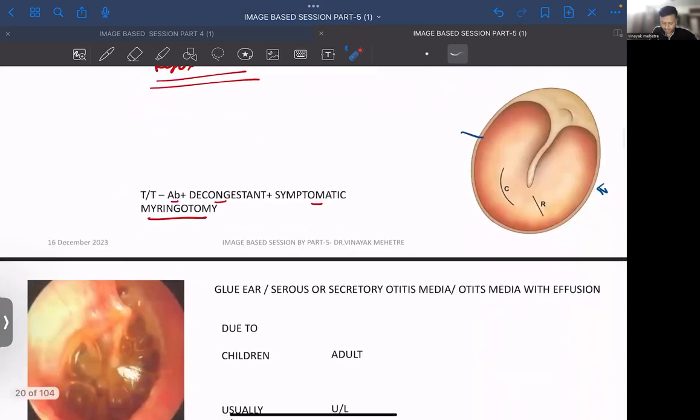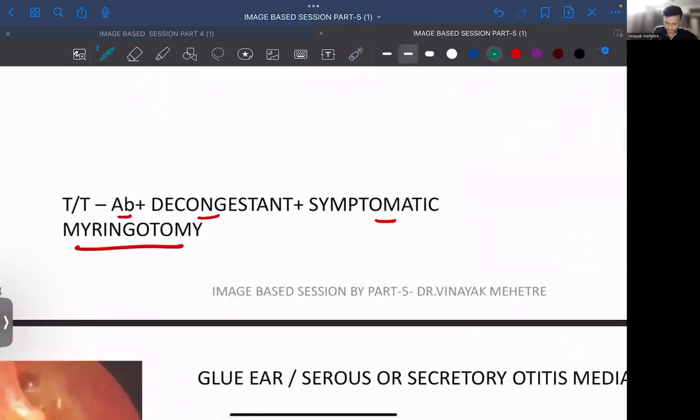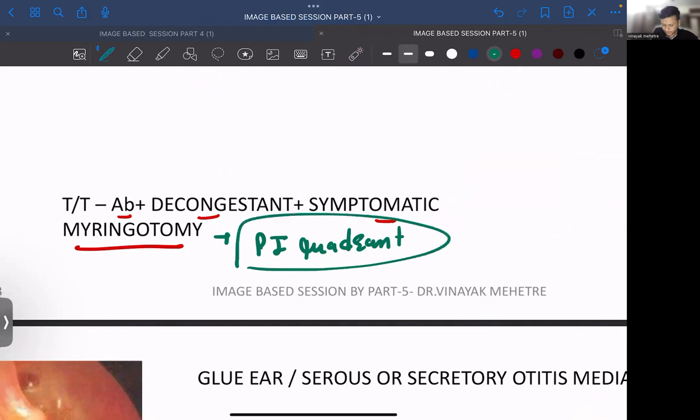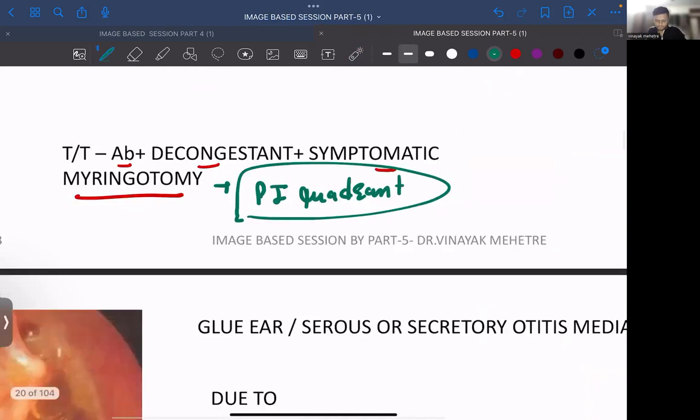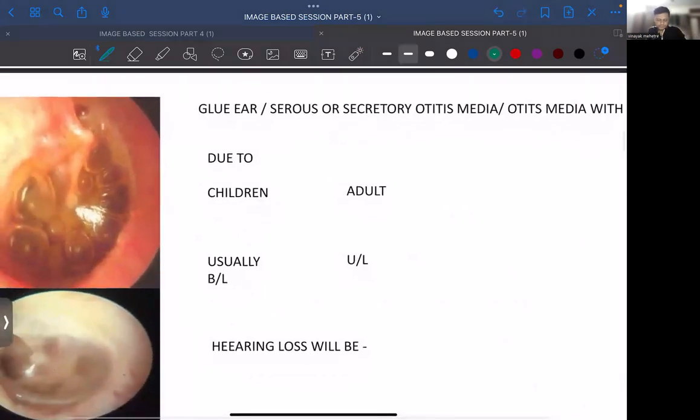कहाँ कर रहे हैं हम मायरिंगोटॉमी? That is going to happen in posterior inferior quadrant. ठीक है, कब यूज करेंगे? In red bulged out tympanic membrane, pre-suppurative stage.